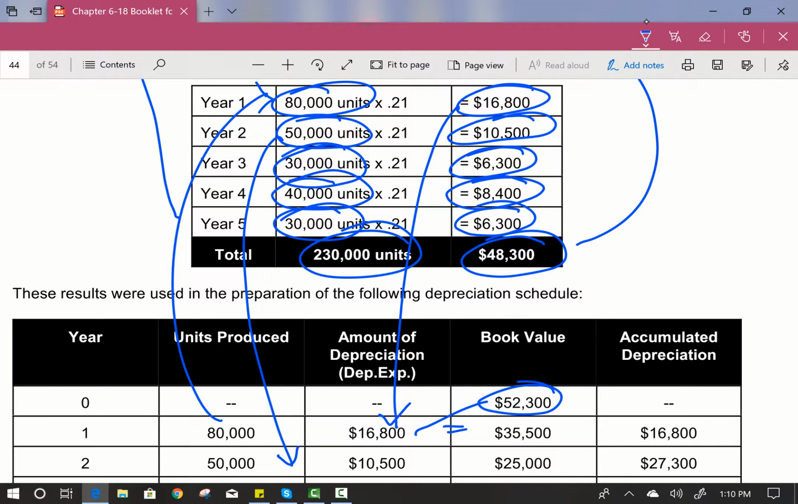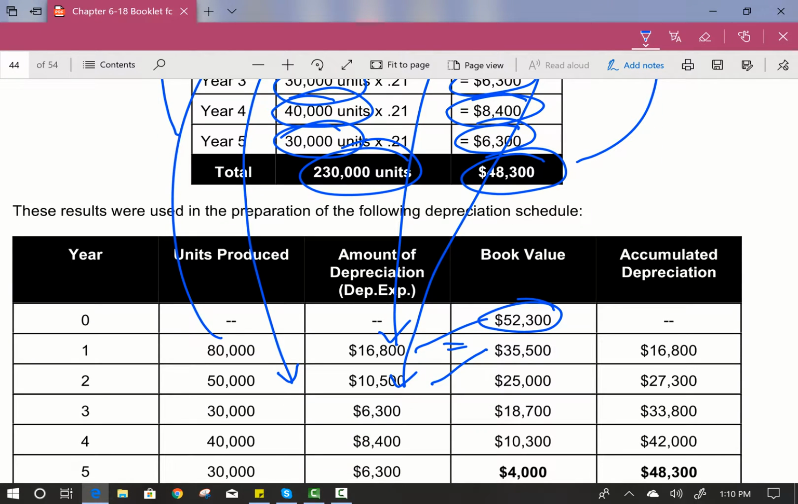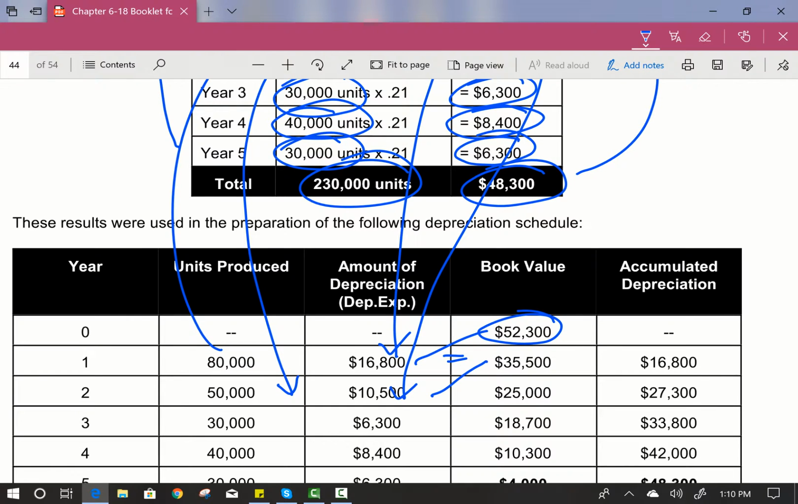The next year I produced 50,000 units, and the depreciation expense is $10,500. So subtract that from $35,500 to equal $25,000. The third year I produced 30,000 units, and the depreciation expense is $6,300. So subtract $6,300 from $25,000 to equal $18,700. The fourth year I produced 40,000 units, and the depreciation expense is $8,400. So I subtract $8,400 from $18,700 to give me $10,300.